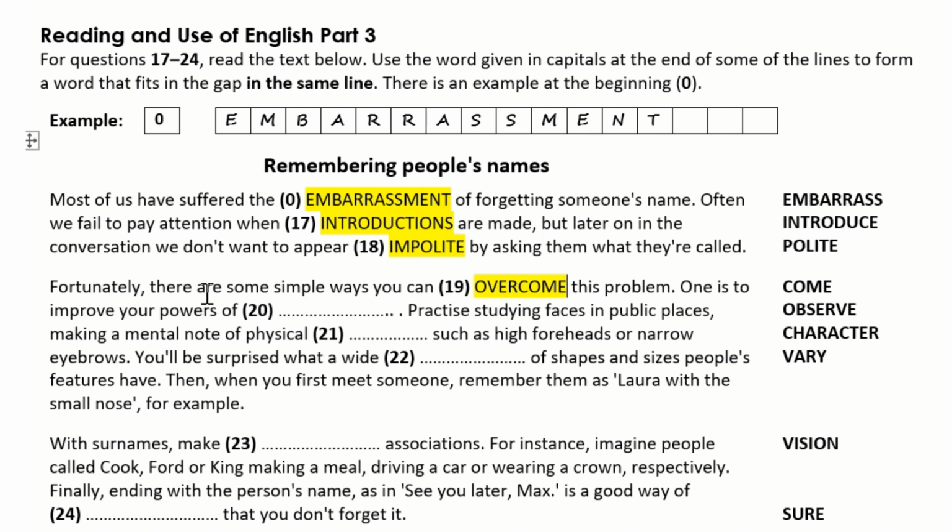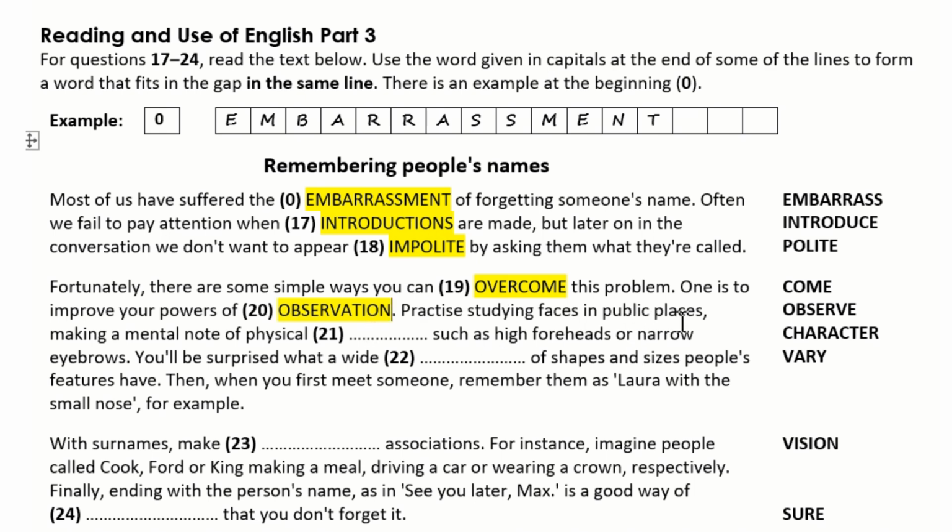They say one is to improve your powers of something, and they give you the word or the verb observe. From that, you need to make the word rather like introduce and introductions, observe, observation. Similar kind of TION ending, but obviously you need to make the correct spelling changes as well, dropping that E, replacing it with an A there, and so on.